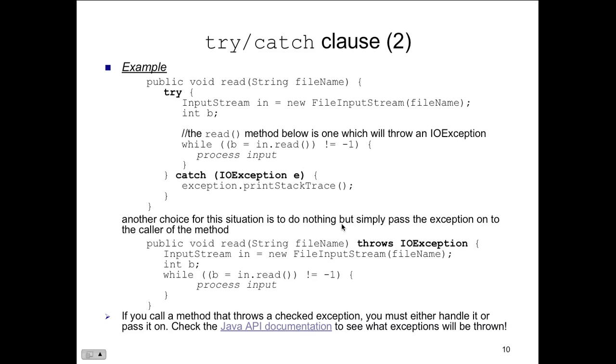Another choice of the situation would be to do nothing but simply pass the exception on to the called method. If we don't put the try and the catch, the method is actually picking it up. So the method is going to throw an IO exception and do it from the method level instead of the source code level. Most people would do this, actually. This is C++-ish. This is Java-ish. So another choice for the situation is doing nothing but to put it here. Throws IO exception. If you call a method that throws a checked exception, you must either handle it or pass it through. Check the documentation to see what exceptions will be thrown.